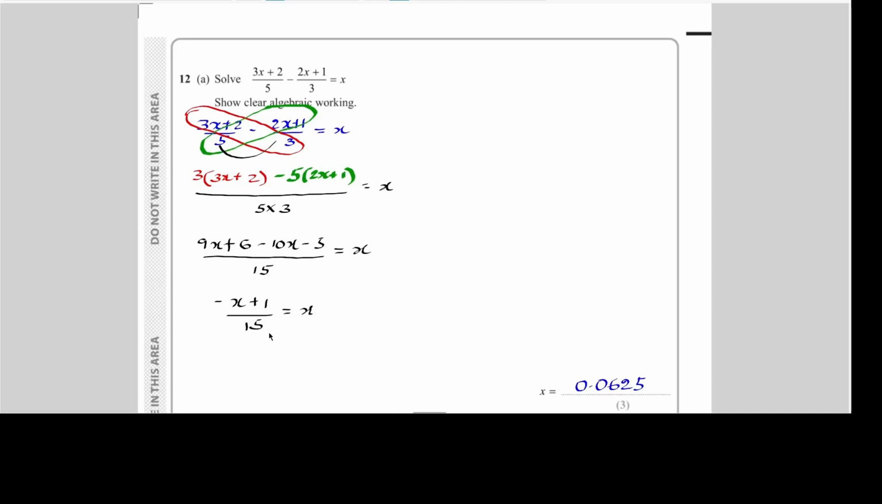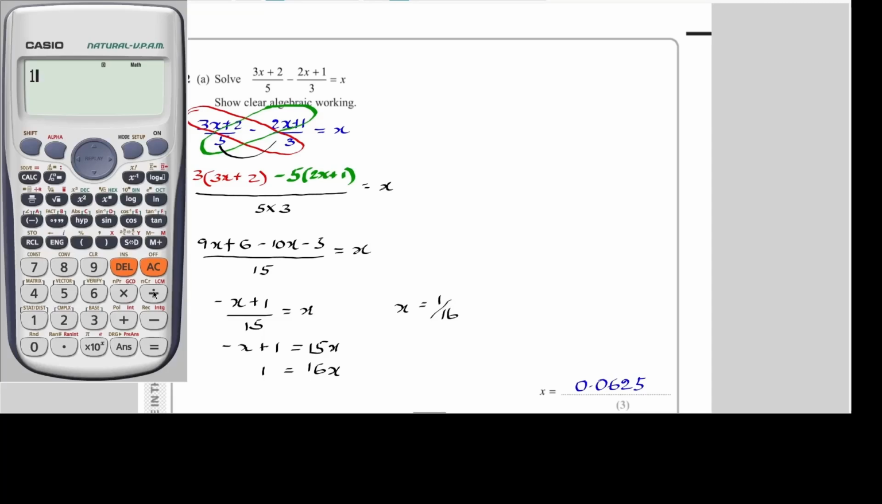So let's cross multiply this one. Then minus x plus 1 equals 15x. Let's send this x to this side. Then 1 equals 16x. Therefore, x equals 1 over 16. Let's get the calculator and check whether this is correct. So 1 divided by 16, which gives out 0.0625, which is correct. So we are done with that part.